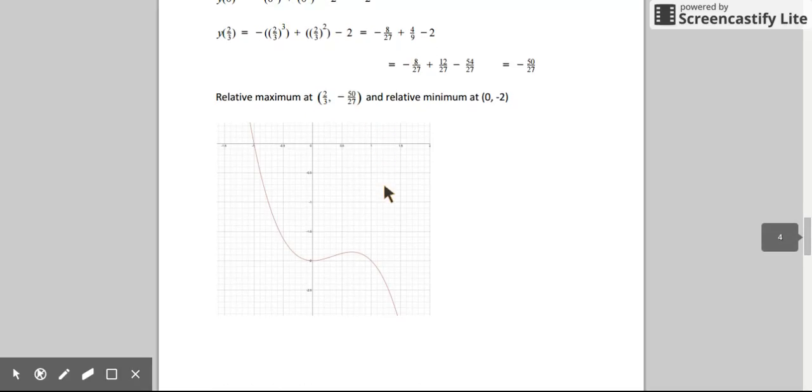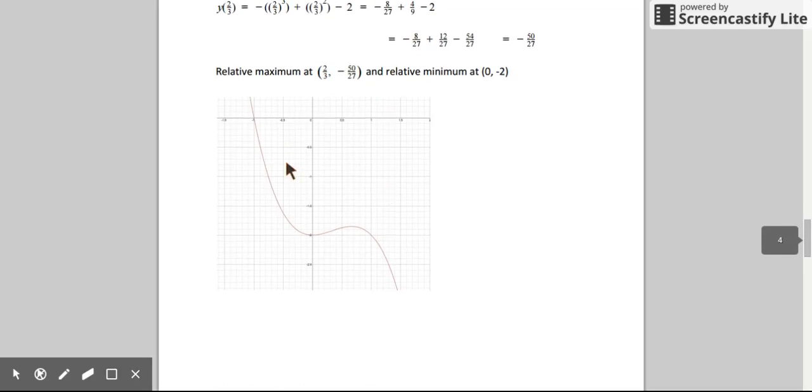And we can look at the graph to verify. So this is the graph of the original function, that decreasing cube function. We can see that we have a little valley right here at x equals 0. We know that's our relative minimum. And then just to the right of that, we have this little hill. That's going to be where x equals 2/3 and is our relative maximum.